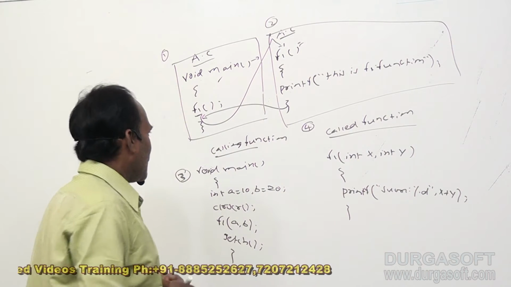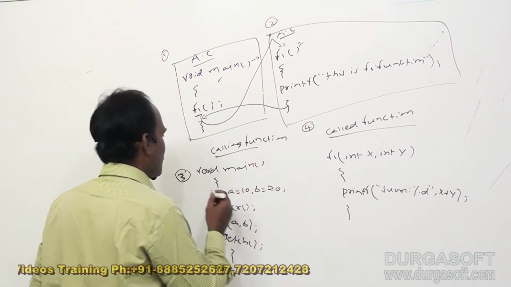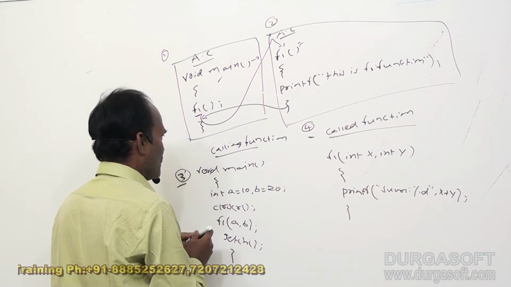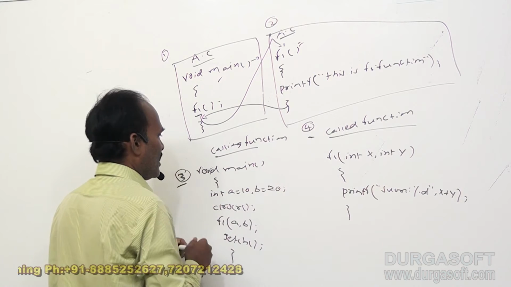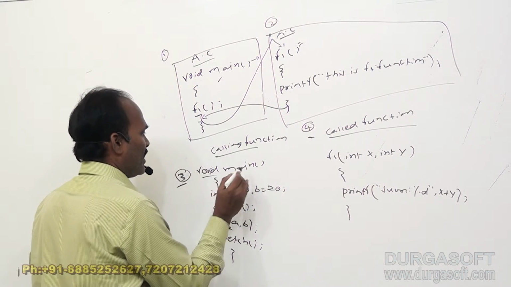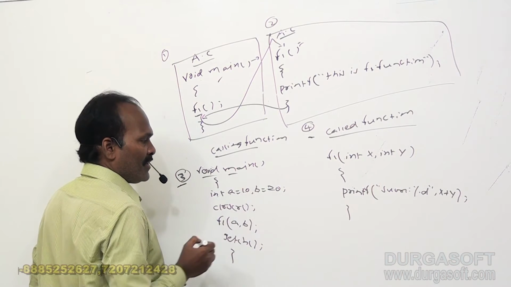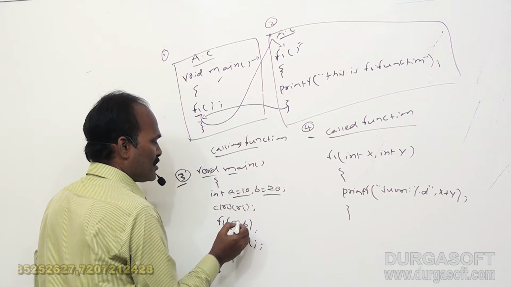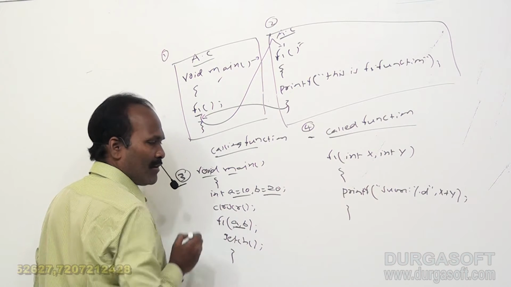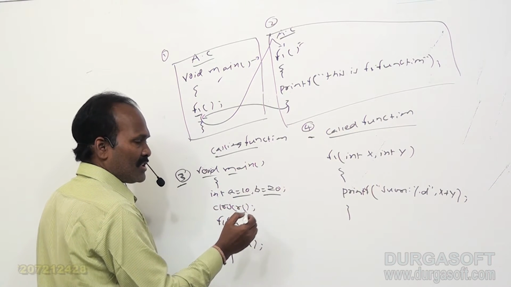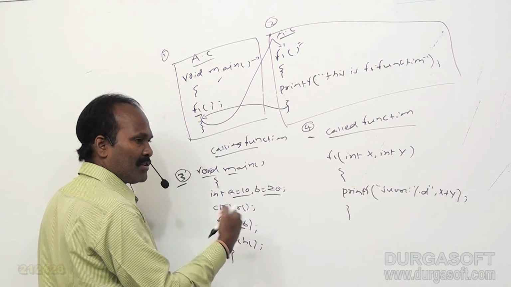Next, look at the second version, the third and fourth. This is the calling function and the called function. What am I doing here? Within void main, integer a equal to 10, b equal to 20. These two values I am passing to the function F1. So this is a function with arguments and without return values.